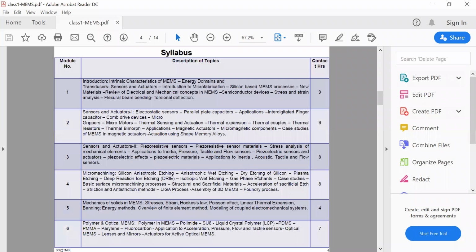So here is your syllabus. There are 6 modules. The first one is the introduction to MEMS. The second is sensors and actuators part 1. Third is sensors and actuators part 2. Then the micromachining techniques used to fabricate MEMS based sensors. Fifth is the mechanics of solids which can be used in MEMS. And the last one is based on polymer as a material. Polymer is a very important material to fabricate MEMS based devices. Other materials are used also, but polymer is very advantageous to use in MEMS.